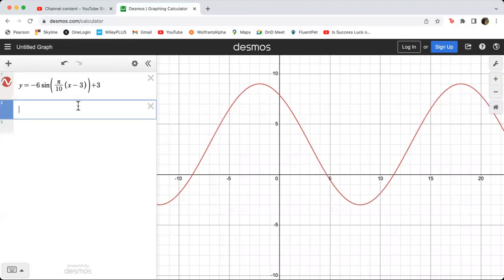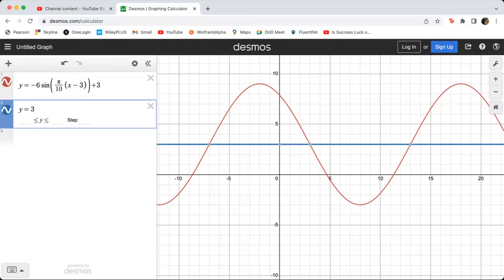The thing that's always hard to see is where the mid is. So I'm going to write y equals 3. Oh, it even came out blue. Thank you, Desmos, for reading my mind.